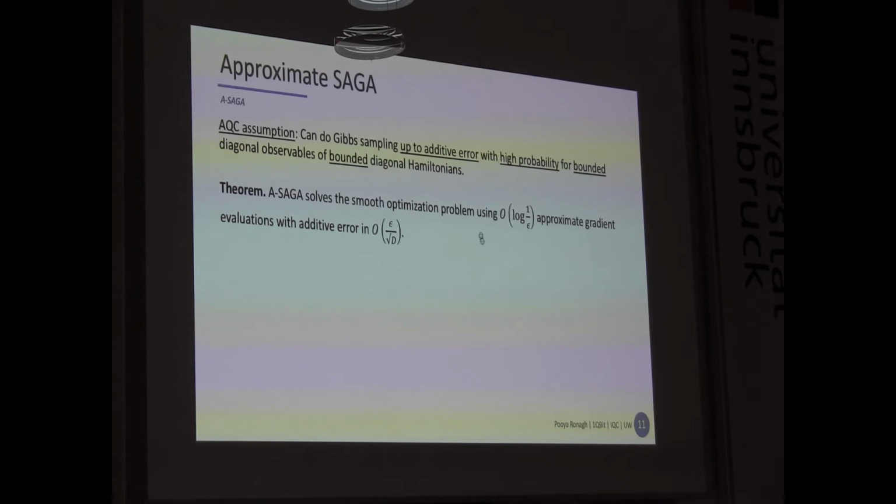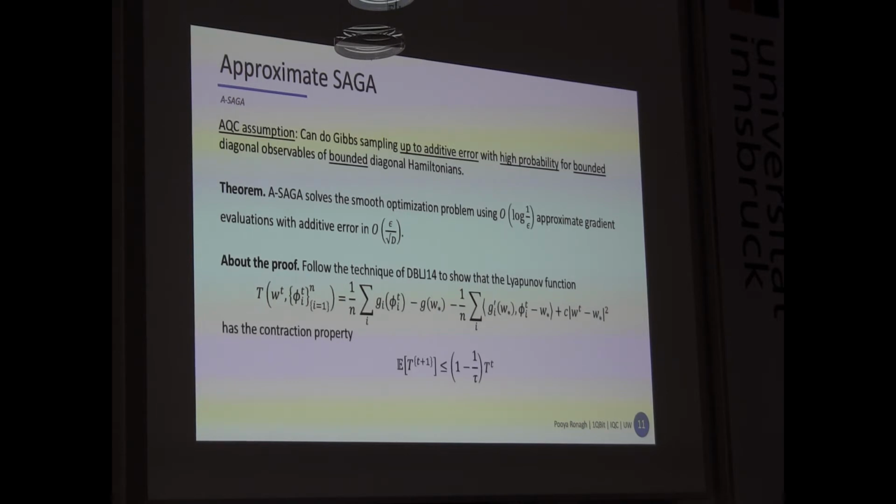And of course there's one other technical detail, that both the observable and the Hamiltonian are diagonalized, and both of them are bounded in norm, which is fine in our case, for example, in structure prediction. Okay, so with this, the result is that you only need to do logarithmically many noisy gradient approximations, which is like logarithmically many times you have to use the Gibbs sampler, for example. And then the rest of the classical optimization runs with the approximate SAGA. To do that, you need to have the error be linearly dependent on the precision you want to get, which you probably can't do better than that, given that the noise is additive.